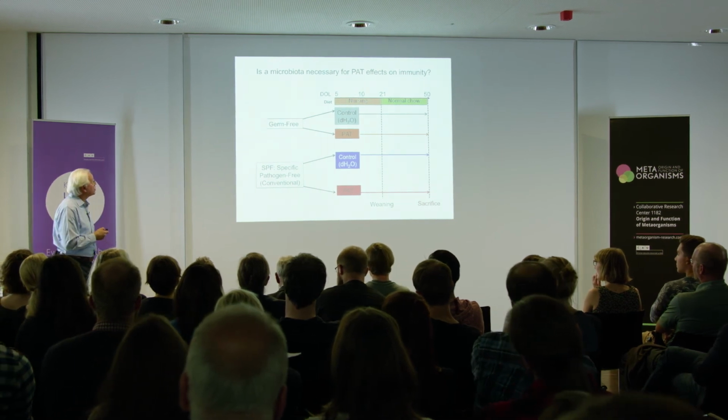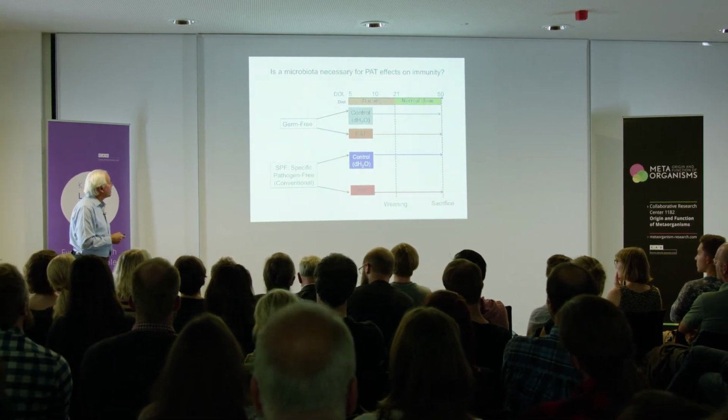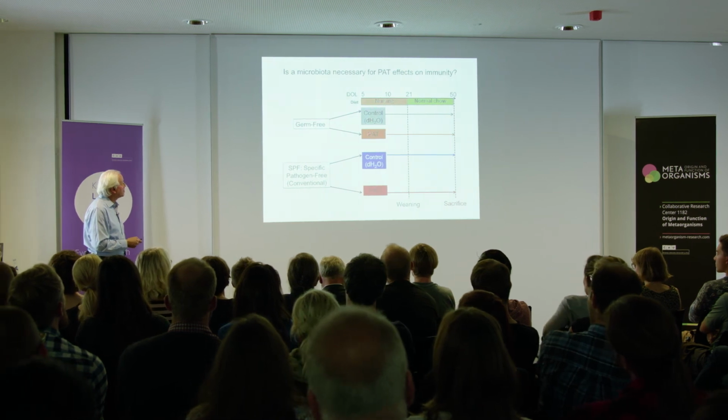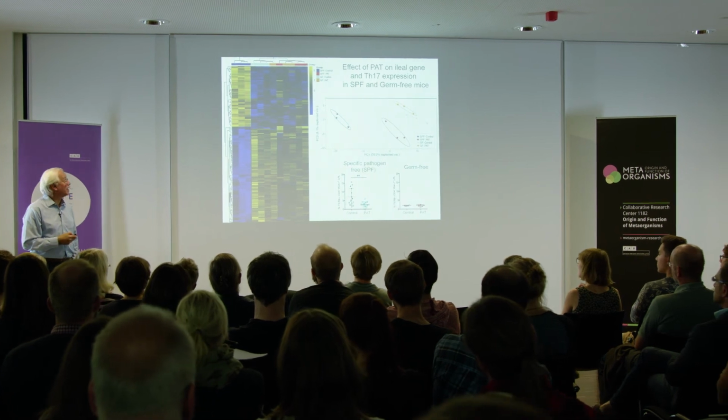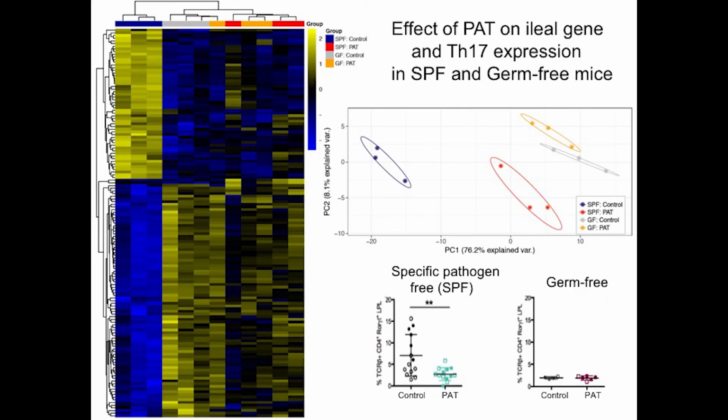To address that question, Victoria gave the antibiotics at the same time, day 5 to 10, to germ-free mice or not, and in parallel gave the antibiotic to conventional mice or not, and again sacrificed the mice 40 days later. Here we're looking again at the NanoString data, unsupervised clustering. These are the normal conventional mice, no antibiotics. They're clustering all by themselves. We can also see it here on this PCoA.